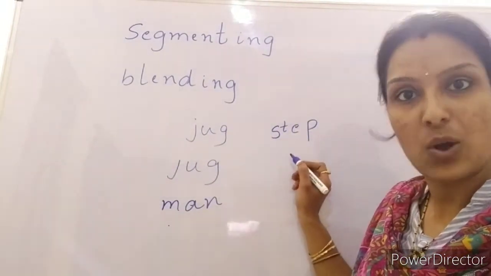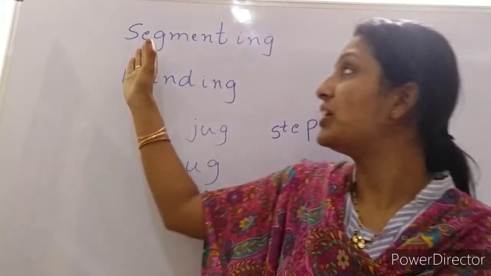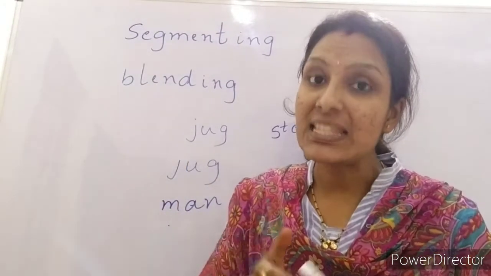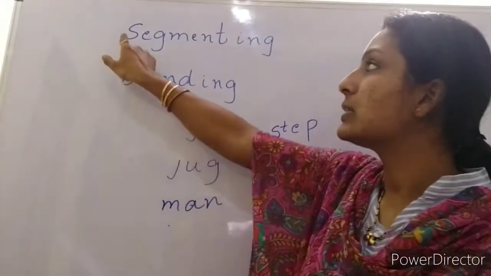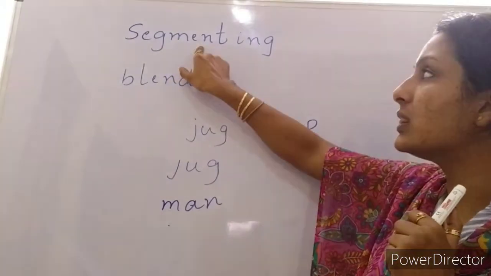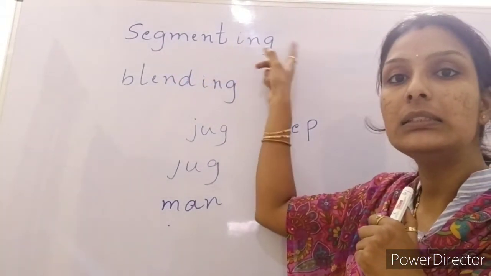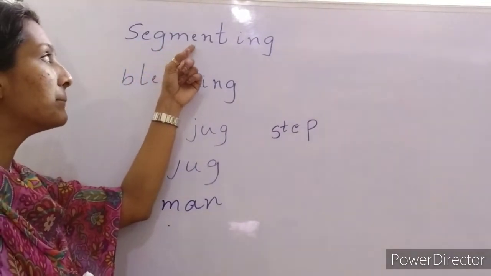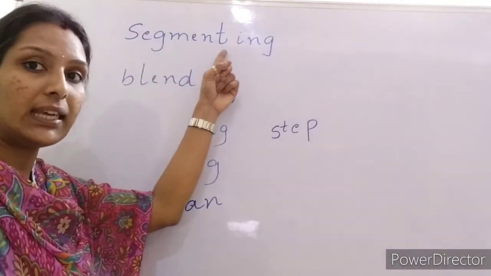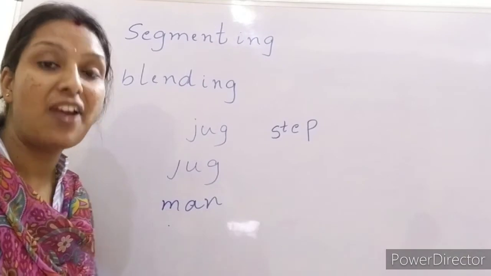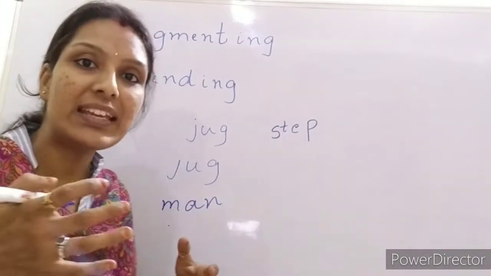Okay, children. Now, the word which I have written on the board is as simple as these words. Come on. Let us segment it and read. How is it, children? Come on, let us read it once again. That is segmenting. When we blend it, or while reading it, how do we have to read?